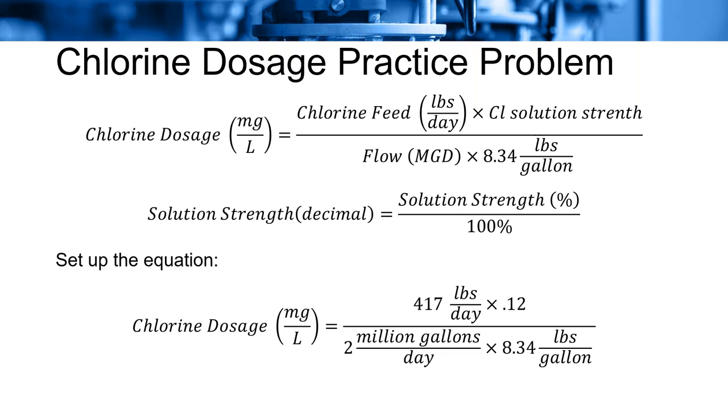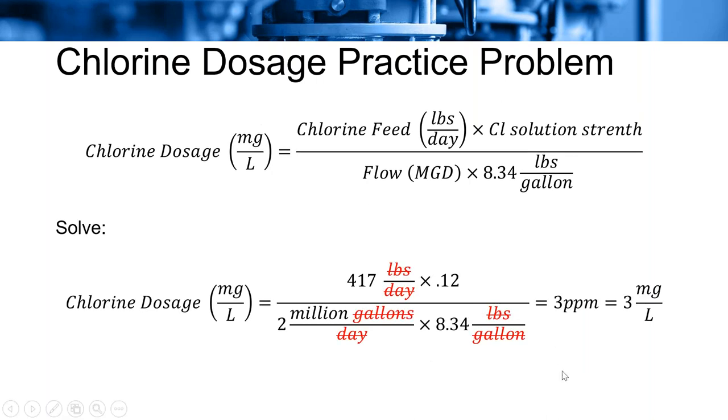Next, we're going to set up our equation by just plugging in those givens. If you remember, first we have to solve for solution strength, which is our 12% divided by our 100%, and that gives us a decimal of 0.12. So we plug that in for our chlorine solution strength. Then we plug in our chlorine feed and our flow. I went ahead and put this as million gallons per day to show how to cancel out those units.